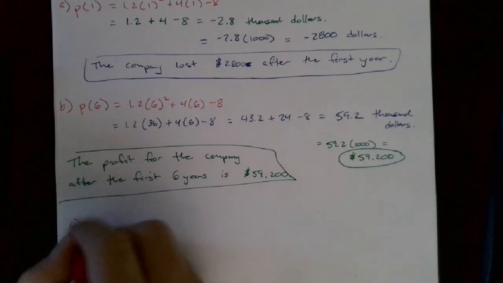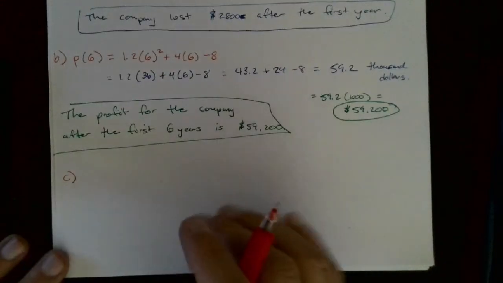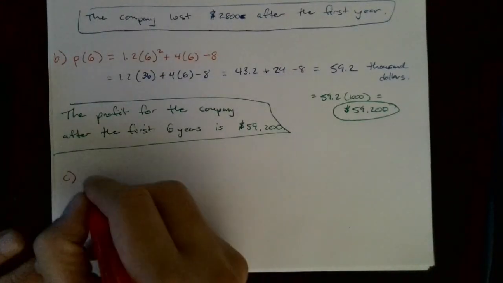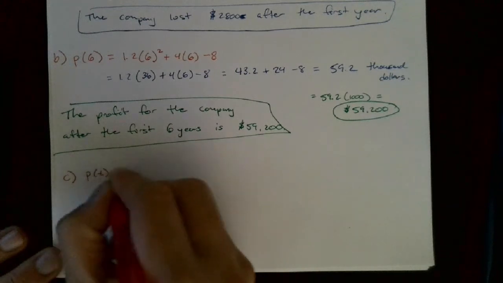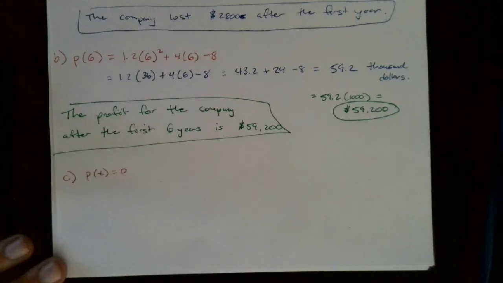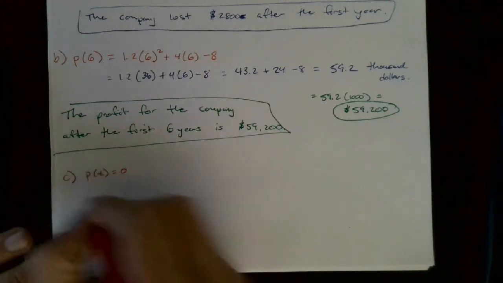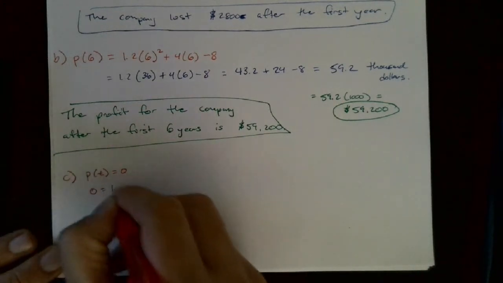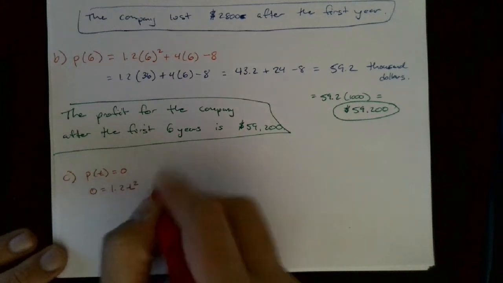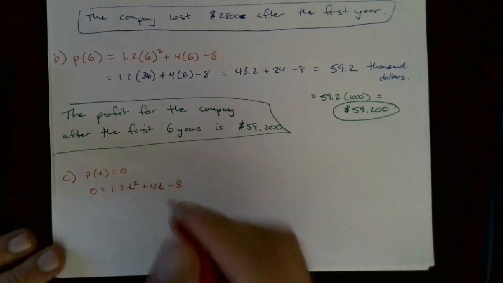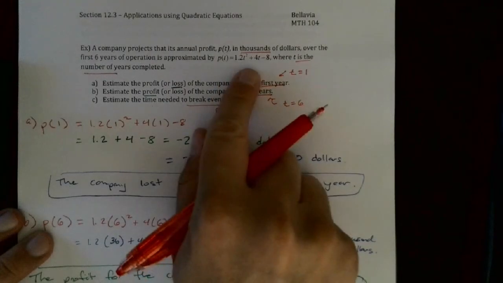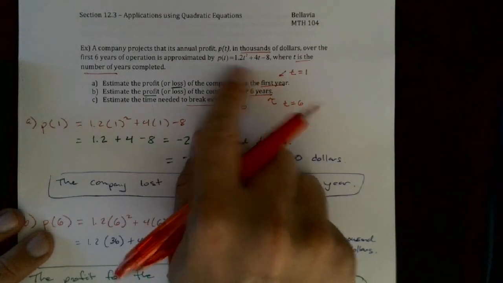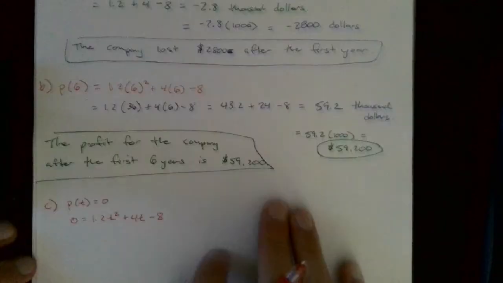So we'll do part C down here. What I'm really going to do is set p of t equal to 0. That's what it means to break even, the profit is 0, which really means that I'm going to have 0 is equal to 1.2 t squared plus 4t minus 8. All I'm doing is taking the function here and setting it equal to 0. I'm trying to find the time when profit is 0. That's what it means to break even.